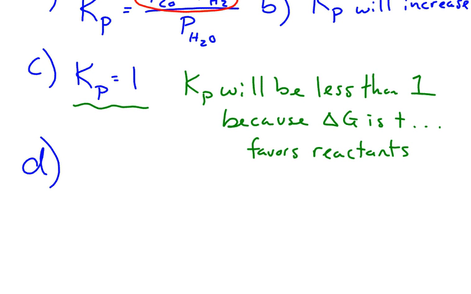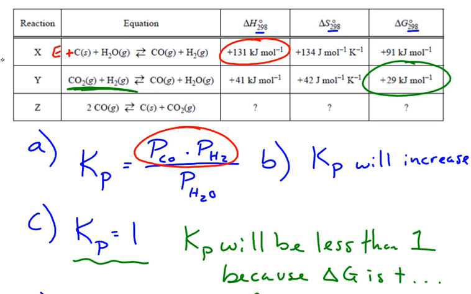D, for the reaction Y at 298, which is larger, the total bond energy of the reactants or the total bond energy of the products? Okay, so this one I have a feeling is going to be a very good one to talk about.